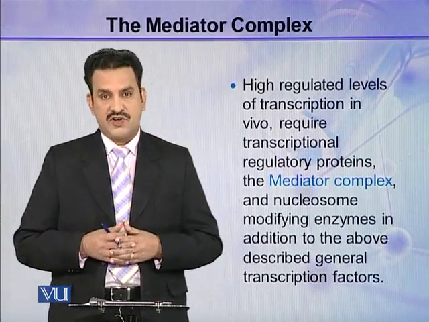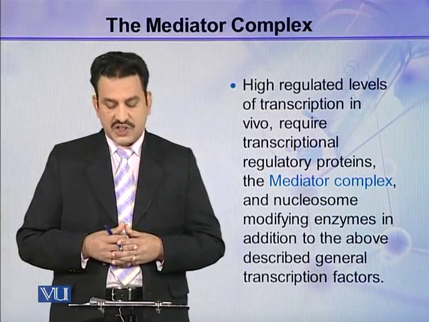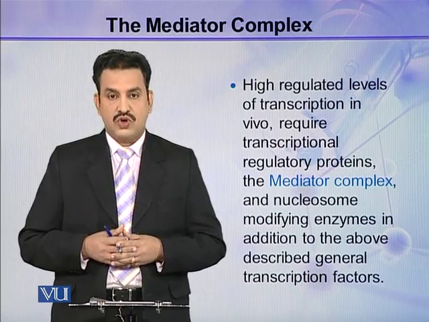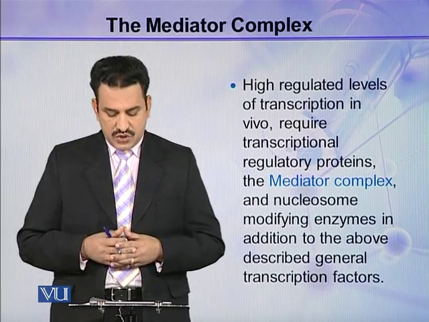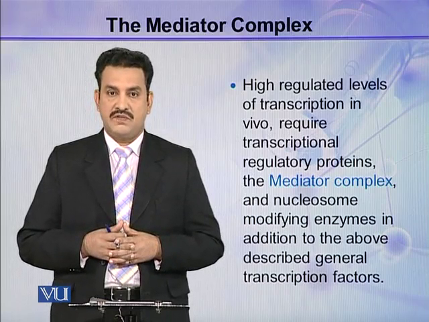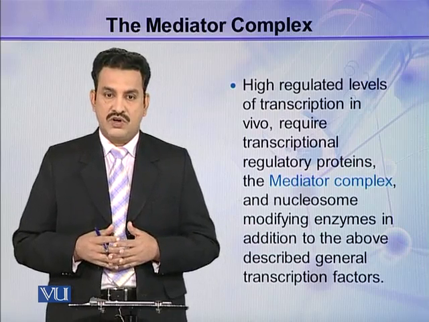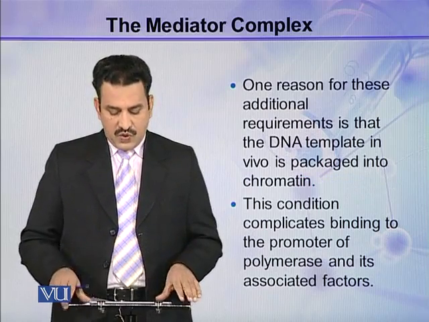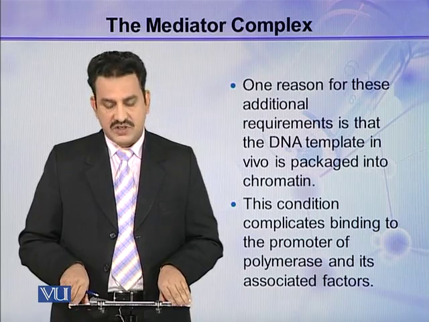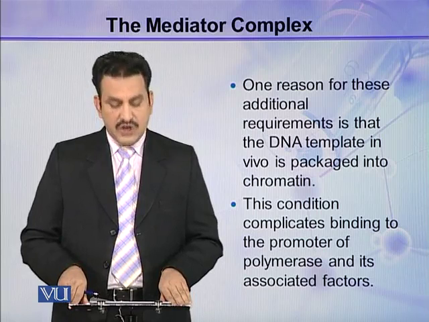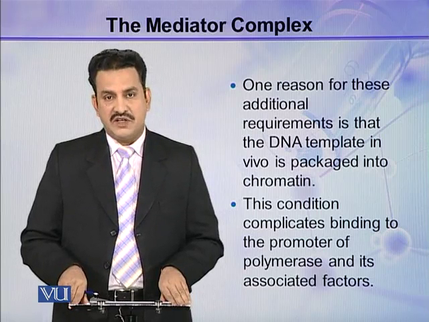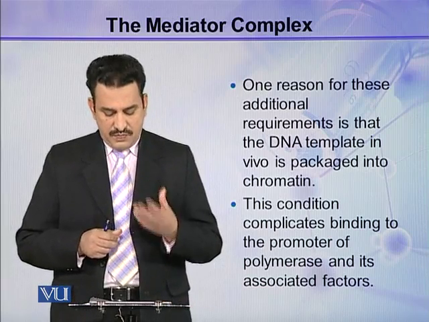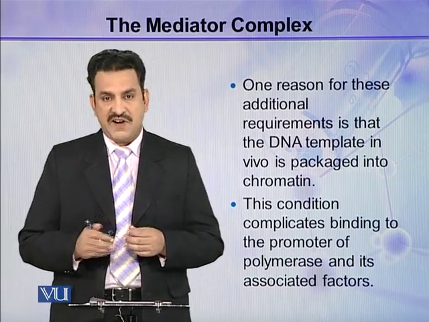Highly regulated levels of transcription in vivo require transcriptional regulatory proteins, the mediator complex, and nucleosome modifying enzymes, in addition to the above described general transcription factors. So these are the requirements for a highly speedy transcription. One reason for these additional requirements is that the DNA template in vivo is packaged into chromatin. This condition complicates binding of the RNA polymerase to the promoter and its associated factors.